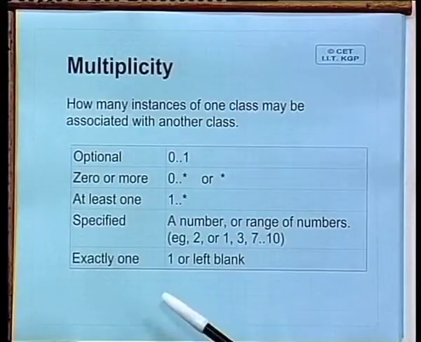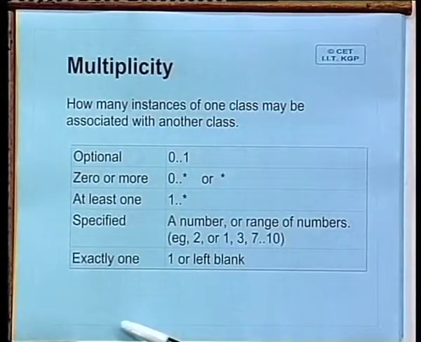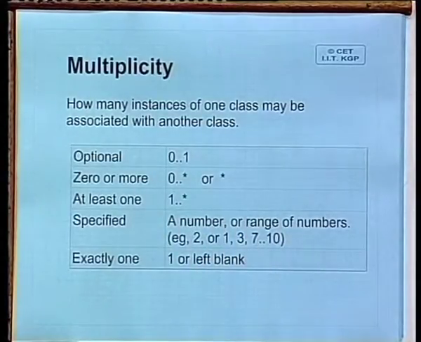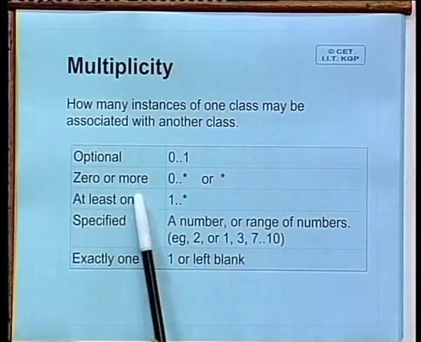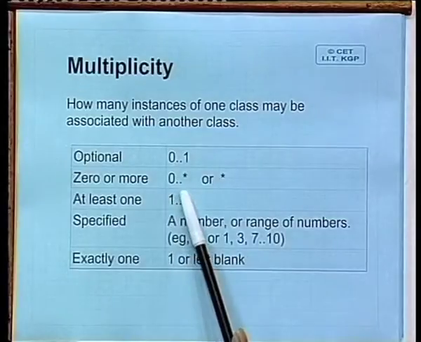These are the different types of multiplicity that are possible. The first one is an optional one. That means the association may or may not be there. So, it is either 0 or 1. So, it is shown as 0, two dots and 1. It could be 0 or more. If it is 0 or more, then we say 0 dot dot star.